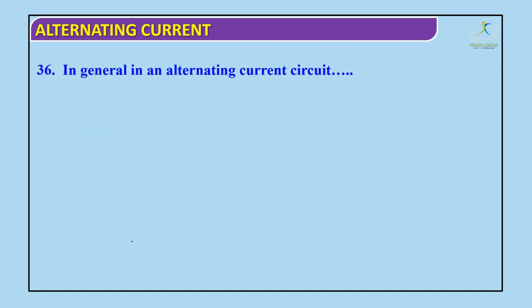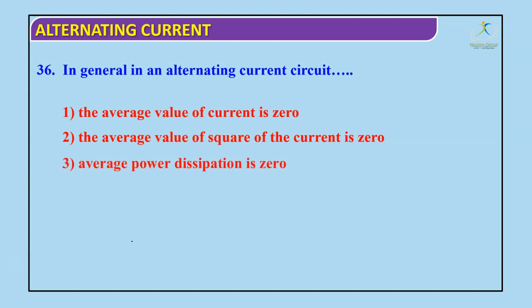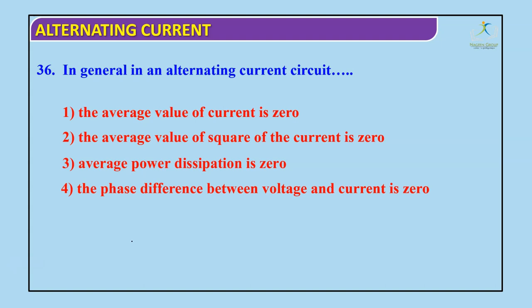Next question we have, in general, in an alternating current circuit, the average value of a current is 0. The average value of a square of a current is 0. Average power dissipated is 0. The phase difference between voltage and current is 0. The correct answer for this question is the average value of a current is 0.